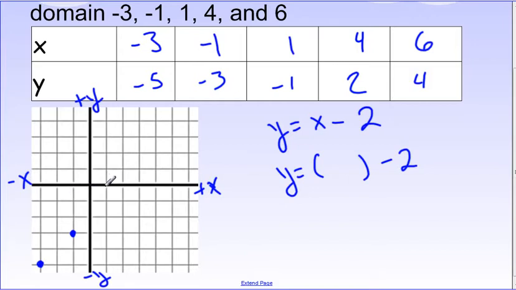positive 1 in x, negative 1 in y, positive 4 in x, 1, 2, 3, 4, positive 2, and 6, and 2, 3, 4. And there we go. That is our function that's represented by y equals x minus 2 at those points.